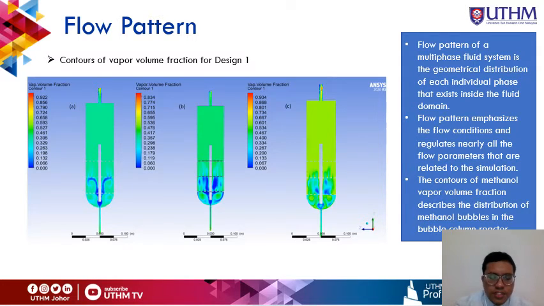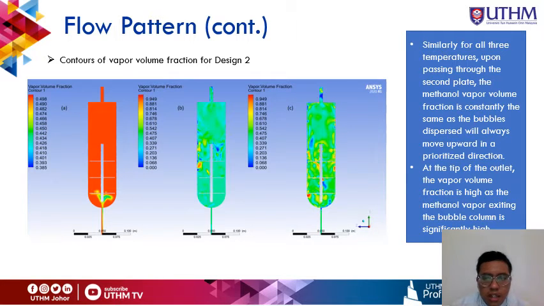And as we can see, the vapor volume fraction for this simulation, which is in design 1, varies with the increasing of the temperature. Similar to design 1, the design 2 vapor volume fraction also shows similar characteristic, in which the higher temperature shows the higher vapor volume fraction. And at the tip of the outlet, of course, the vapor volume fraction is high as the methanol vapor exiting the bubble column is significantly high.